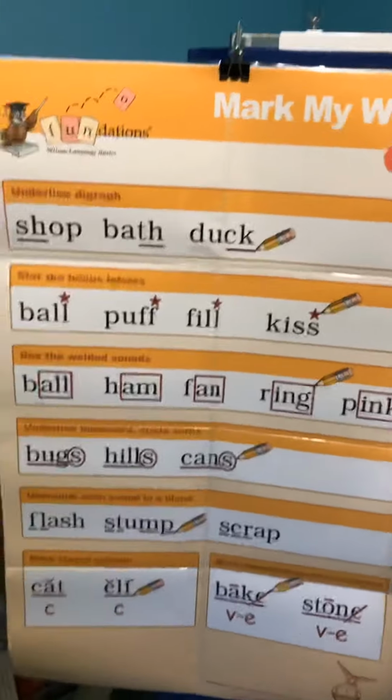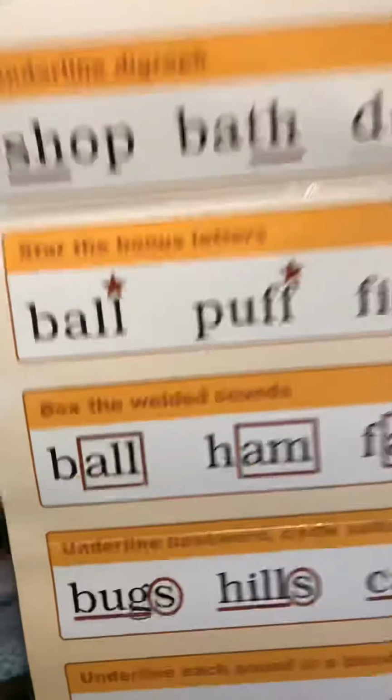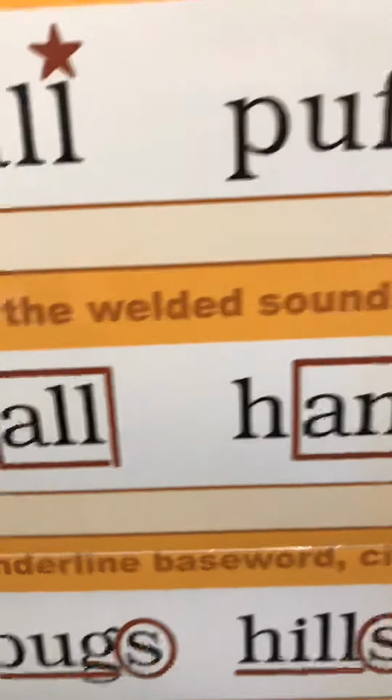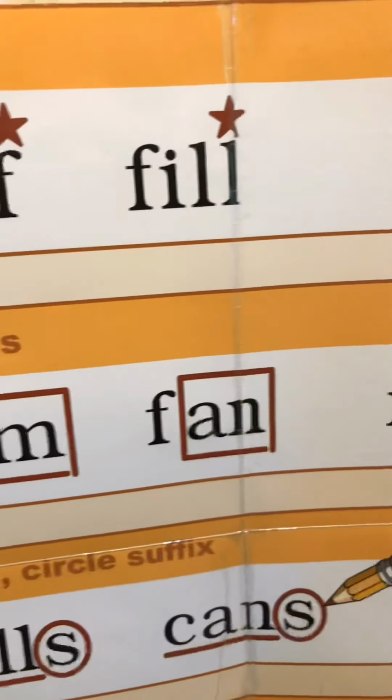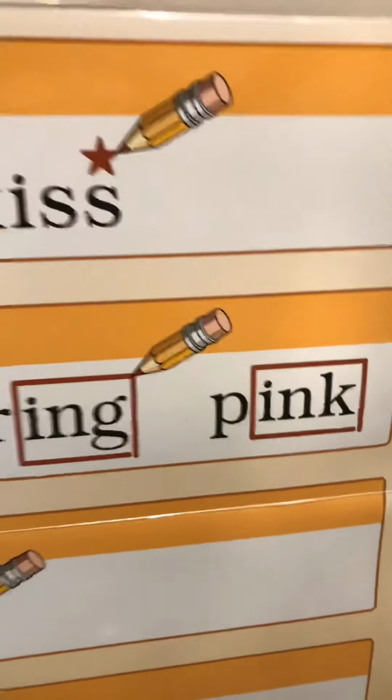When we teach the glued sounds, we put a box around them. They were called welded before, but it's glued in the new kit. So when they write a word that has a glued sound in it, they put a box around it.